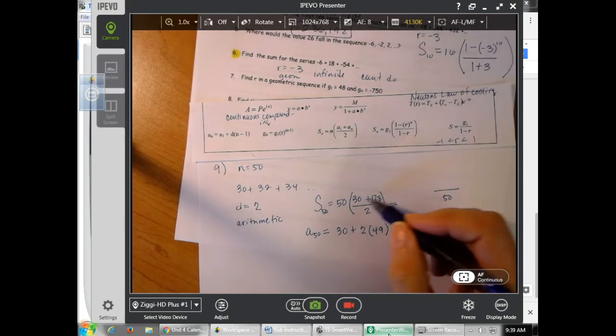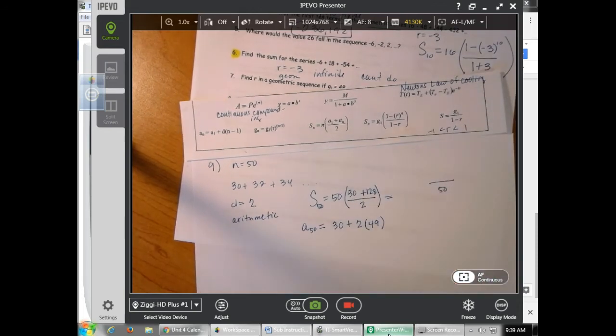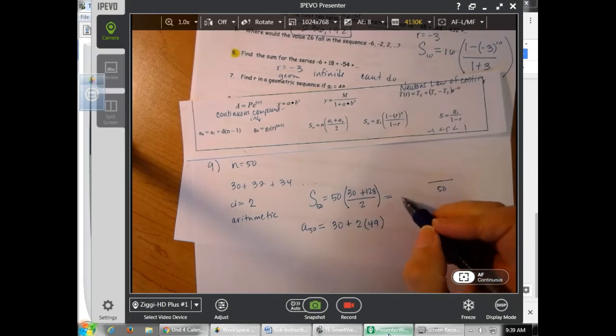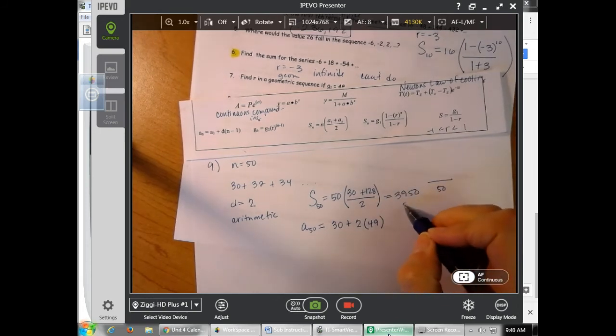Now it's just a matter of plugging all this in your calculator. And you would have the calculator on this part, of course. So I get 3,950. So make sure you get that same value. So 3,950 seats.